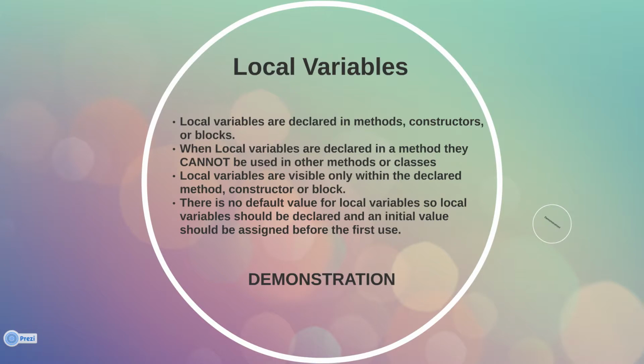So when local variables are declared in a method, they cannot be used in other methods or classes. They can only be used within the method, constructor, or block, okay? There is no default value for local variables, so local variables should be given an initial value. It should be assigned before use. Okay, so now we're gonna do another demonstration. Let's go to our IntelliJ IDE.